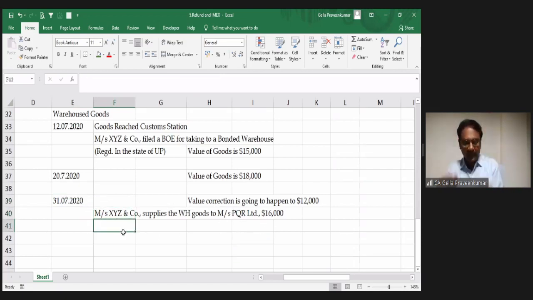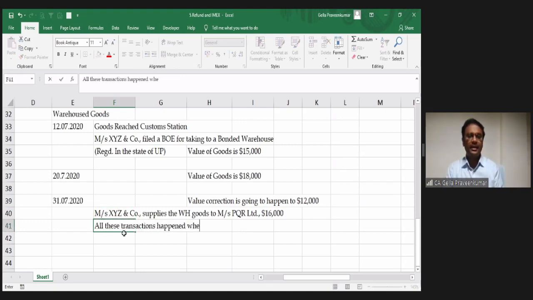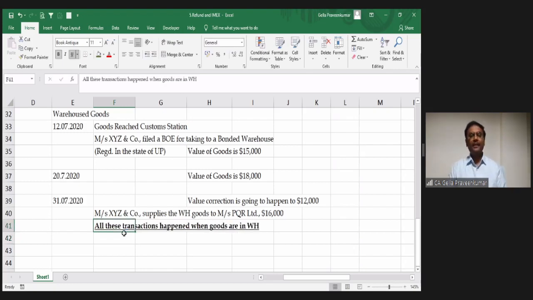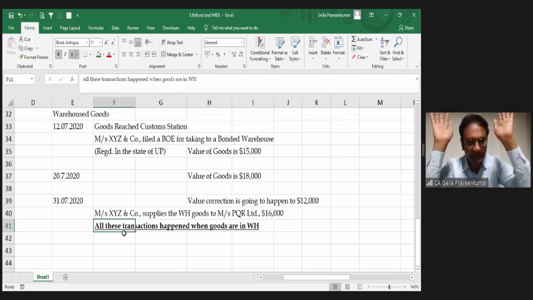Now, friends, please keep in mind, all this transaction happened when the goods are in the warehouse. This is what I want to draw your attention to. I have not filed a bill of entry for domestic clearance, for home consumption. I filed a bill of entry saying that I'm going to take the goods into a warehouse. So what can you do at a warehouse? I can do simple storage, an assembly activity, a manufacturing activity, or a re-export from there. If nothing is required, again, I can file a bill of entry for home consumption. I can do anything. Now, all this transaction happened within a bonded warehouse.